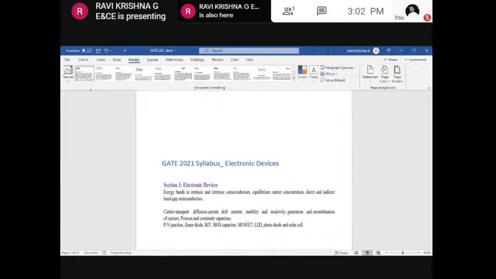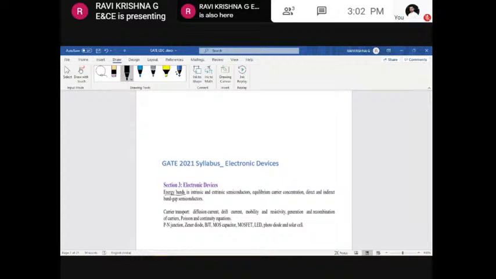Here, in this particular section, you need to understand what exactly the energy band is in intrinsic and extrinsic semiconductors, which means you should have thorough knowledge about the conduction band, valence band, and the Fermi level and its variation under equilibrium condition, and under forward bias or reverse bias voltages. In addition to that, you need to understand the equilibrium carrier concentration and direct and indirect band gap semiconductors.